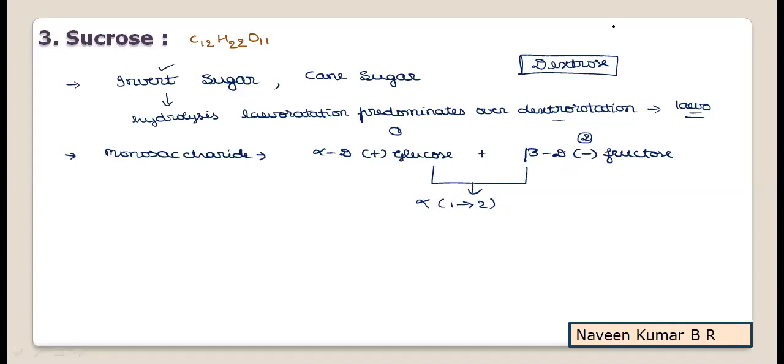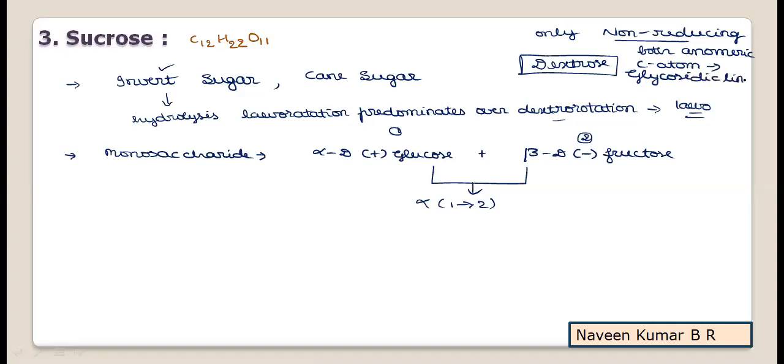it is the only non-reducing sugar. It is considered the only non-reducing sugar, because both functional carbon atoms, both anomeric carbon atoms, are involved in the glycosidic linkage. This we already discussed in the classification of reducing and non-reducing sugars. Sucrose is the only non-reducing sugar, whereas maltose and lactose are reducing sugars.